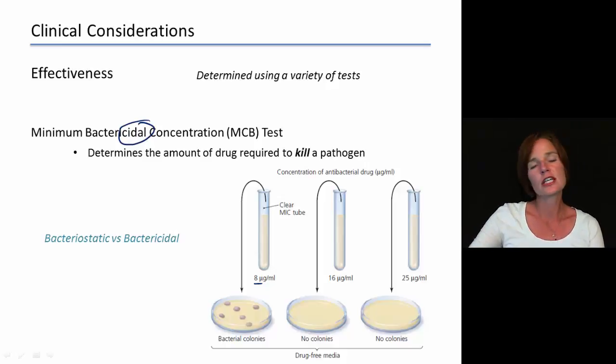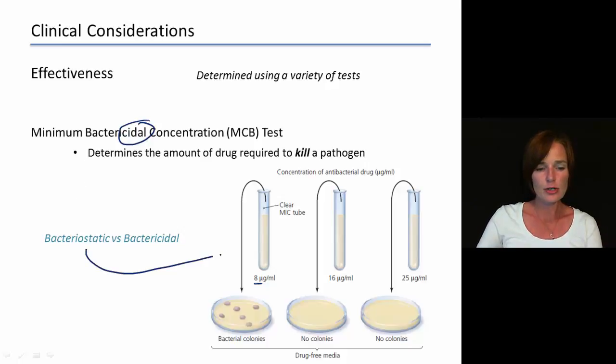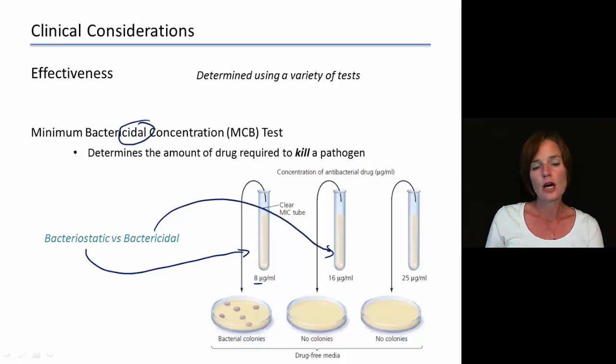So it is important to understand the difference between bacteriostatic versus bactericidal. The 8 would be bacteriostatic because it did inhibit the growth, but it didn't kill them because they grew later. And the 16 is bactericidal because it kills them, and they're not going to grow later because they are dead.